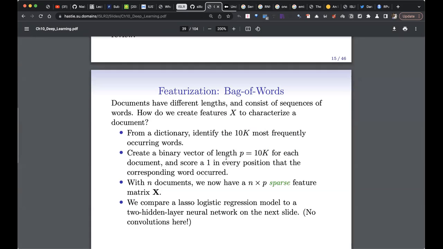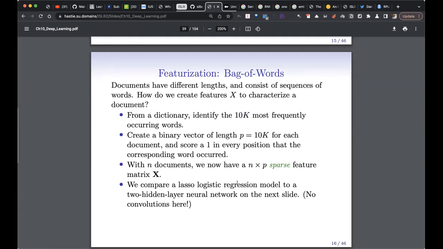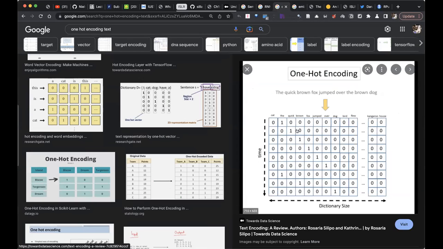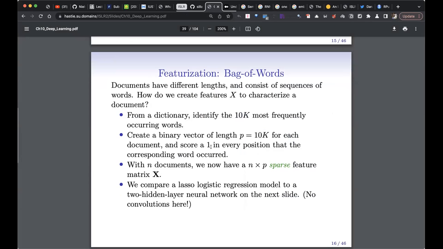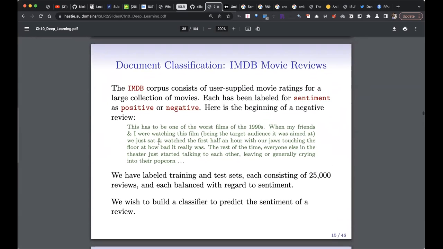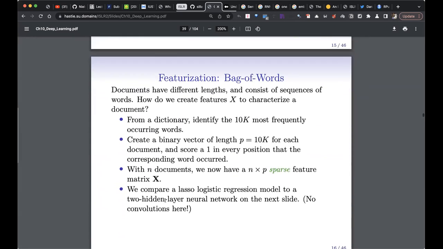But as you can see, this representation of words is kind of sparse. So if we have N documents, here we have 10,000, we're gonna have an N by P matrix, P being the number of unique words we have, and it's gonna be a sparse matrix, right? So if you look at this example that I just showed, you can see this is a sparse matrix, right? And that's how you create a bag of words. This is one of the first steps to work with text, and I believe we have seen some stuff like that.